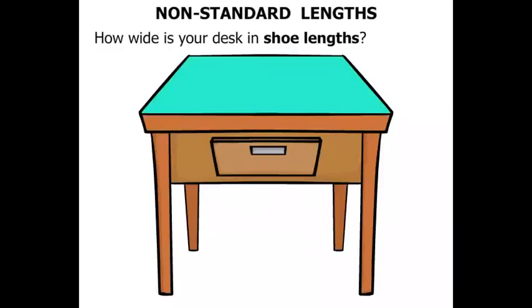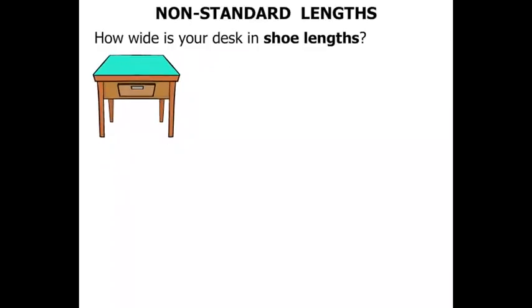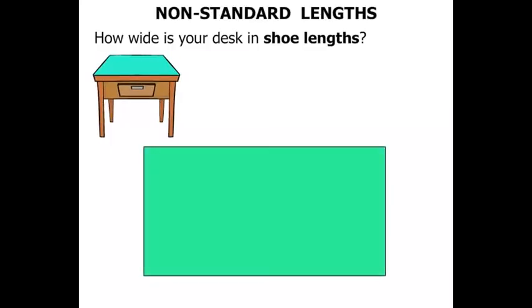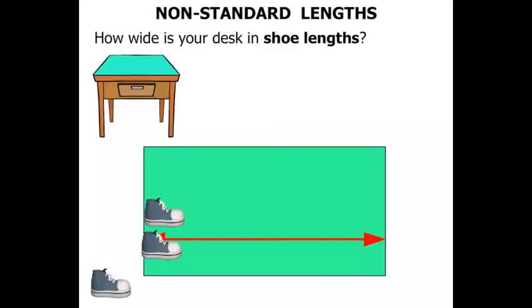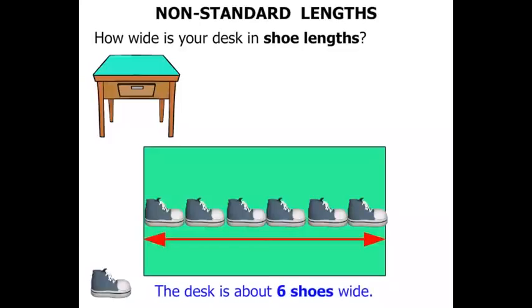Let's just recolor the top of it, to give ourselves a little bit of room. If we were to look directly on top of that desk, we would see the top there as such. We're after that width, so we're going to use shoes to measure it. So let's count. 1 shoe, 2 shoes, 3 shoes, 4 shoes, 5 shoes, and 6 shoes. So we can say that the desk is about 6 shoes wide.